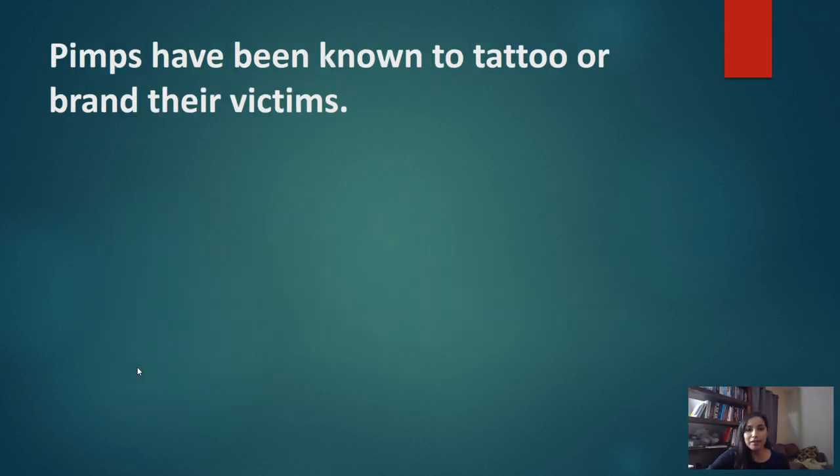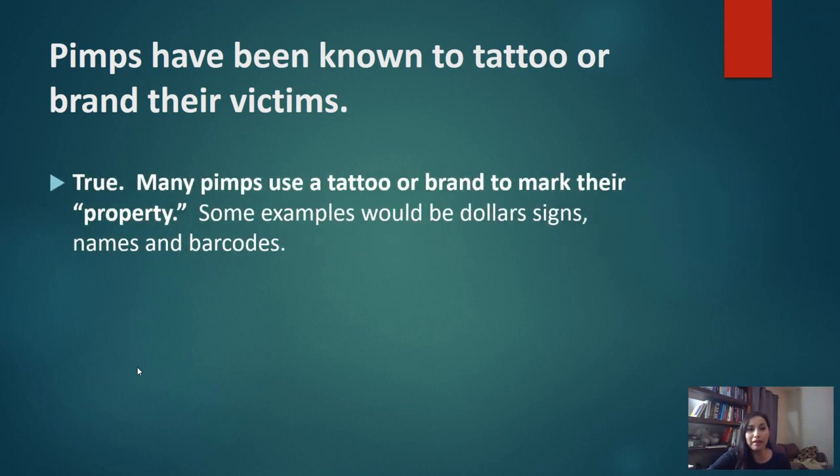Pimps have been known to tattoo or brand their victims. We've talked a little bit about this earlier, but yes, that's true. Many pimps will tattoo or brand their victims to mark them as their property. Some examples would include dollar signs, the trafficker's name, and possibly barcodes. And again, it's not one of these indicators. It's not one sign that indicates that your patient is in fact a human trafficking victim. It's looking at all of the indicators as a whole.